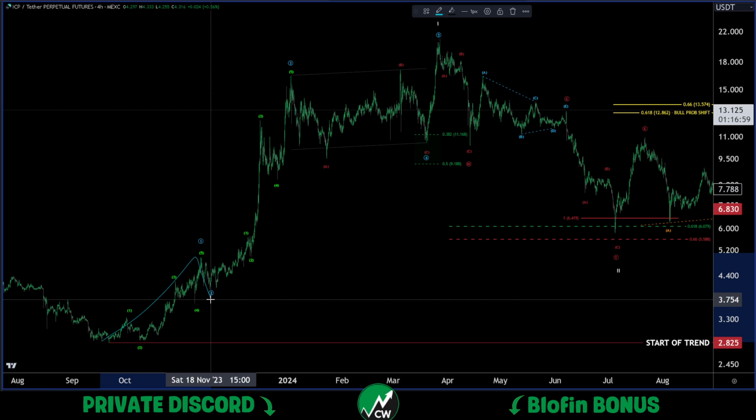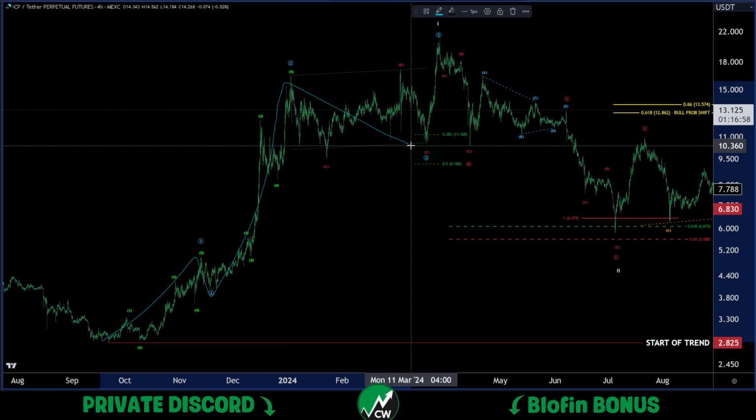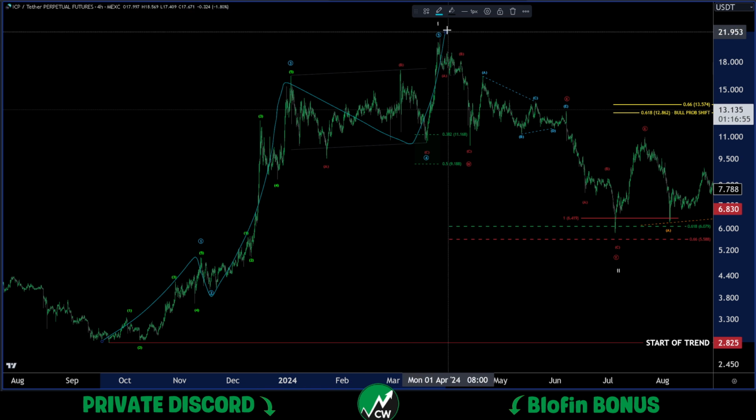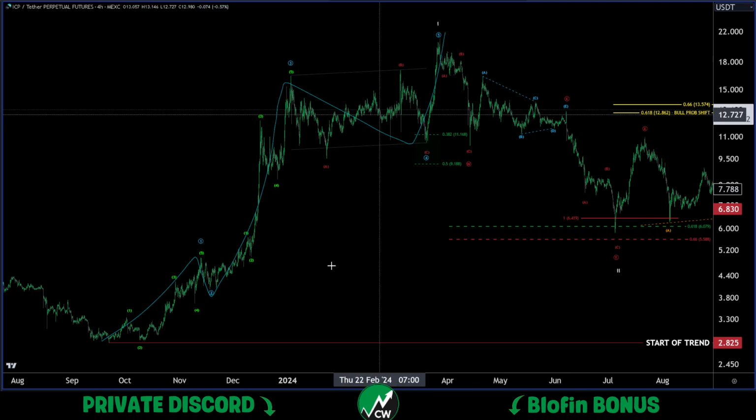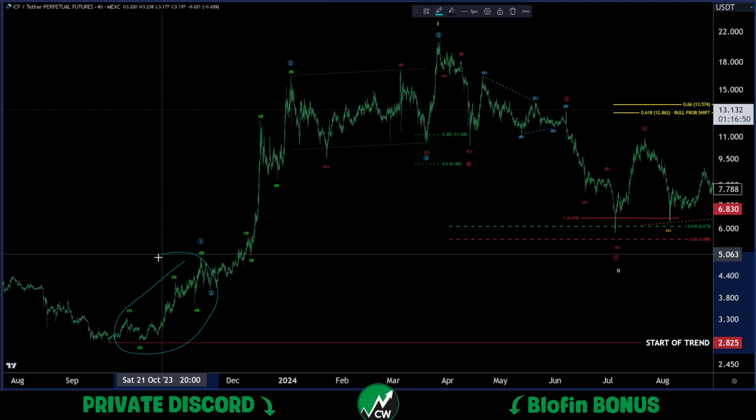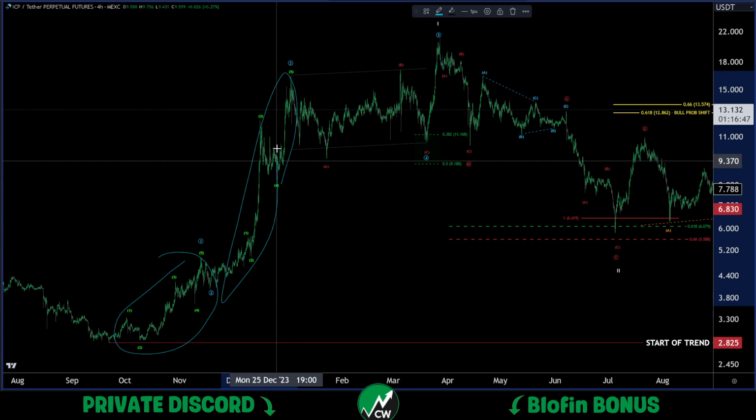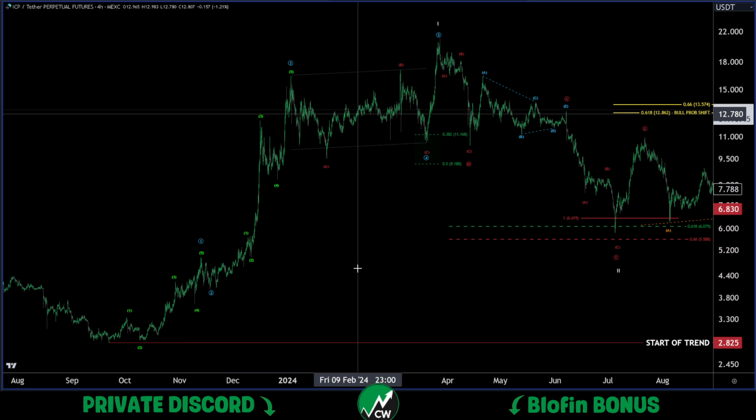wave 1 and 2, extended third wave, 4 and 5. This completes a larger wave 1 and 2 within our larger trend. Imagine a bigger version of this 1 and 2. We're looking for this third wave on a larger degree.